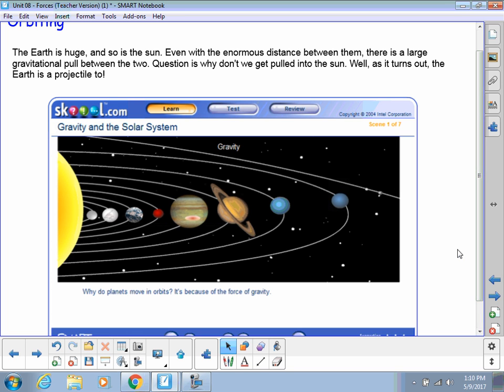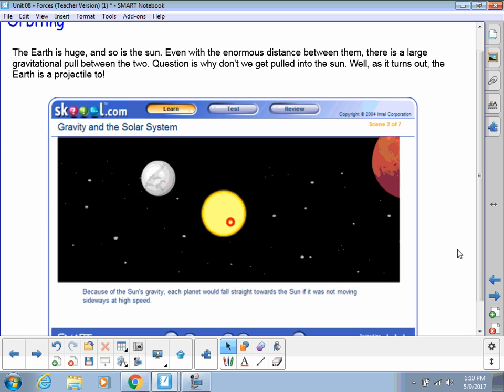Why do planets move in orbit? It's because of the force of gravity. Because of the sun's gravity, each planet would fall straight towards the sun if it was not moving sideways at high speed.